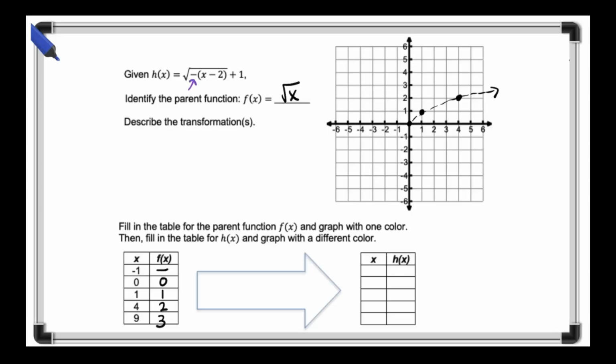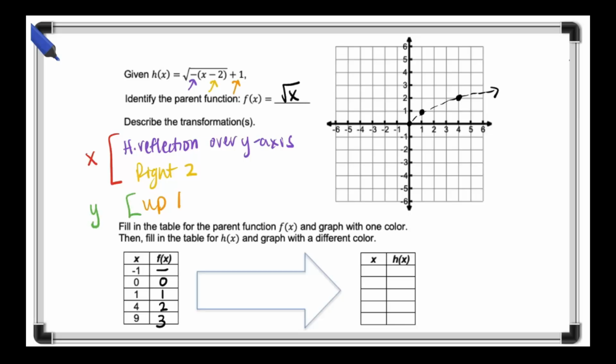So this negative that is on the inside, it is a horizontal reflection, and it's over the y-axis. The next one that you see is going to the right 2. Now here is something for you to remember, right? These are the transformations that are happening on your axis. Now the very last one is going to be this +1, and you are going up 1. So the up 1 is the only transformation that's going to happen on your y's.